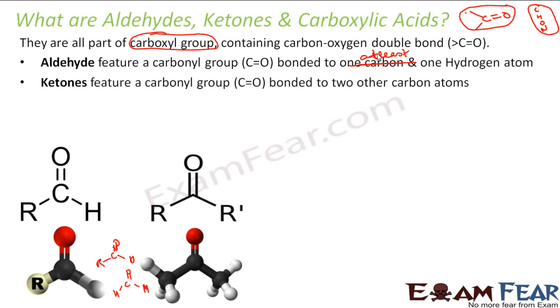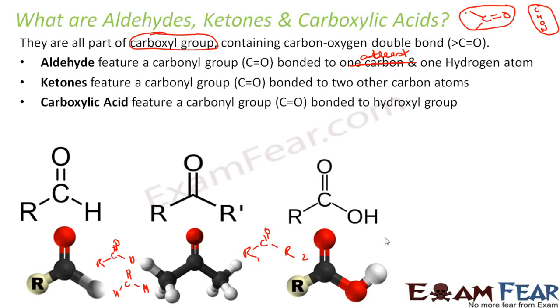Now, if both these bonds have an alkyl group instead of hydrogen, then it is called a ketone. So in this case, both are R. The same, you take the same C double bond O and you have two bonds. Now in both bonds you put some alkyl group. It becomes a ketone.